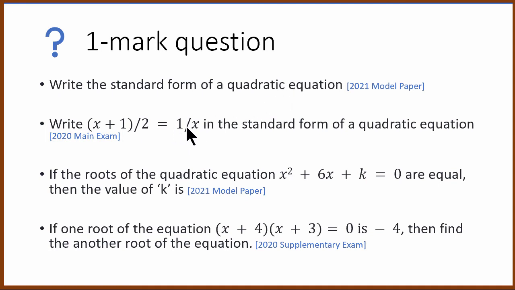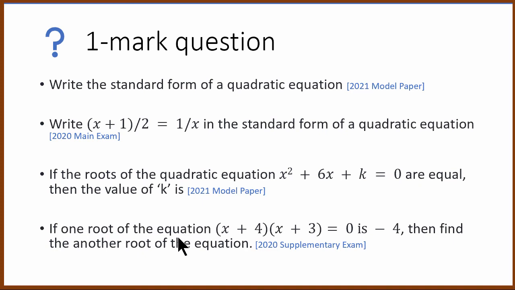Another kind of question is they might ask something as simple as this. What you're supposed to do is you need to convert this into ax squared plus bx plus c equals 0 form. This came in 2020 main examination. A third kind of question is they might say that the roots of the equation are equal. Then you find the value of k. Now, how do you find this? You find the value of the discriminant and equate it to 0, because we know that if the discriminant is 0, then the roots are equal. So once you find the value of the discriminant, you can find the value of k.